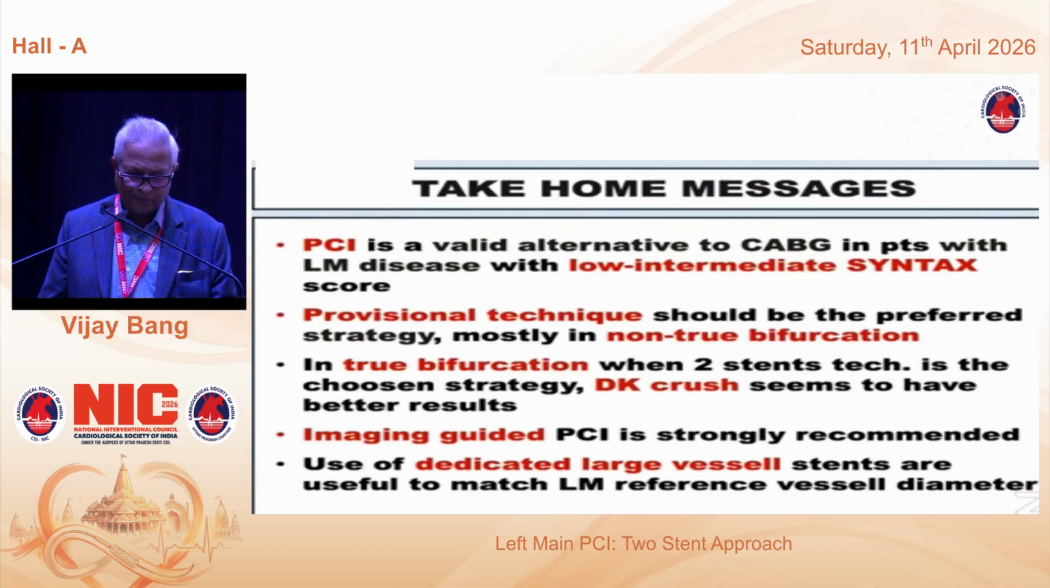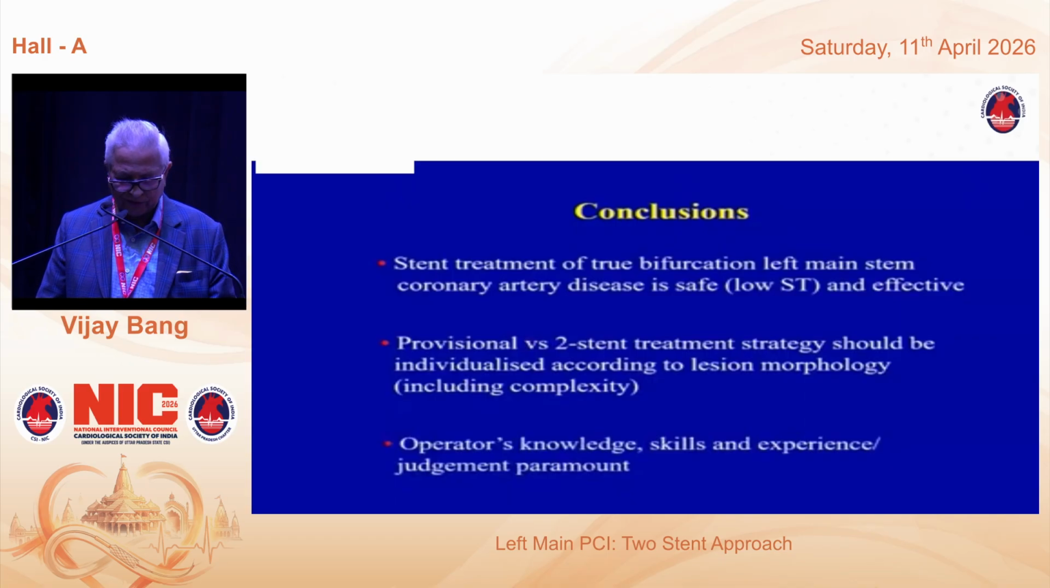So take-home message is PCI is a valid alternative for low and intermediate SYNTAX score. No doubt about that. Provisional technique should be considered for non-true, and for true bifurcation, two-stent technique. DK crush seems to be very favorable. Imaging-guided PCI is strongly recommended, particularly for PCI in left main, and use of a dedicated large size stent with higher radial strength is preferred.